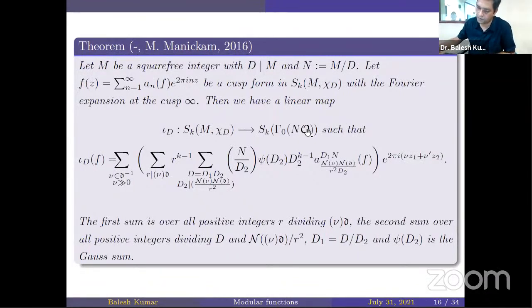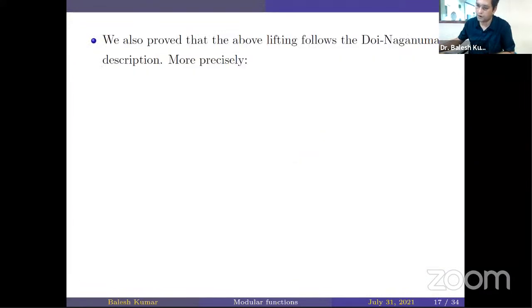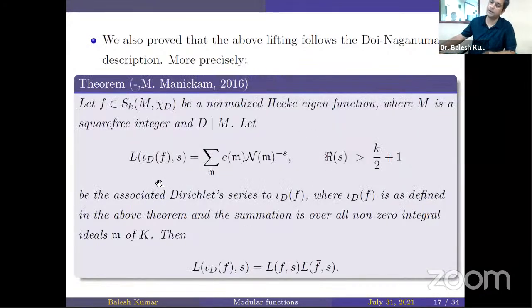The Hilbert modular form. Yeah, and moreover, what we proved is that in fact this lifting also satisfies the spirit of the Doi-Naganuma lifting: if you look at the L-function of the lifted form, this factors as L(s, f) times L(s, f bar), where f bar is here the conjugate, obtained just by putting the conjugate of the coefficients of f, of the L-function L(f, s).